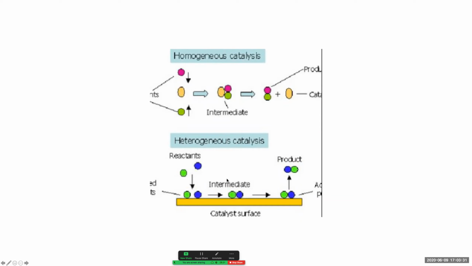The second schematic is a schematic of a heterogeneous catalyst. So here's the catalyst surface. This could be a metal, like I said, palladium or platinum. And the two reactant molecules settle on this metal. And again, this metal holds the reactant molecules in close proximity so they can react. And then they get released.